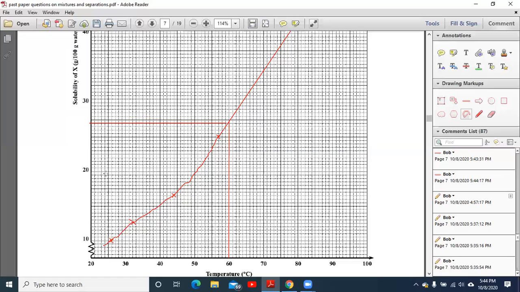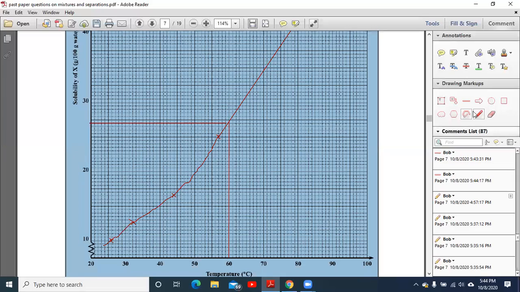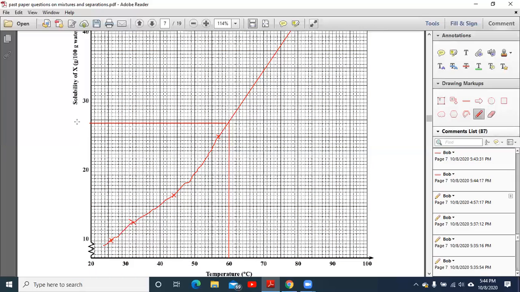And let's count and see where we are. We have 21, 22, 23, 24, 25, 26, 27. So that puts our solubility at 27 grams per 100 grams of water.